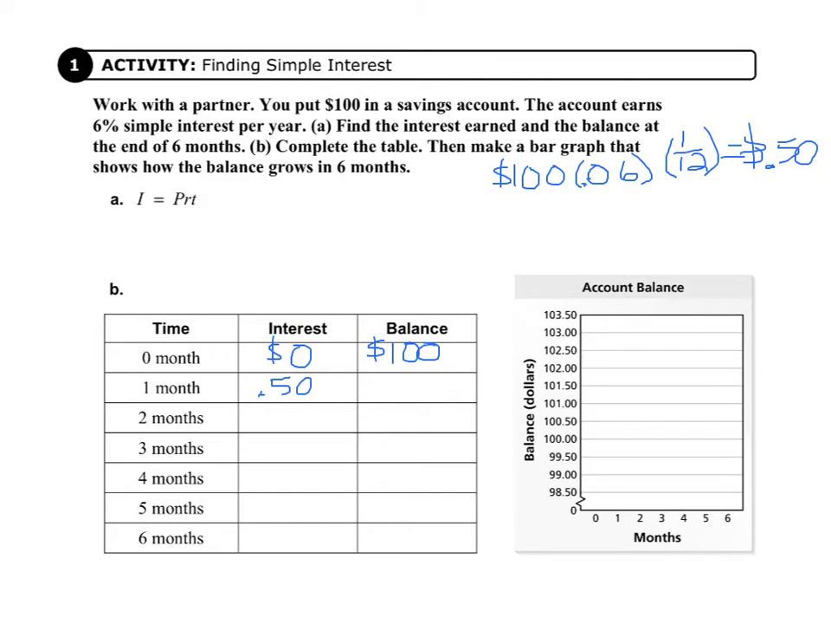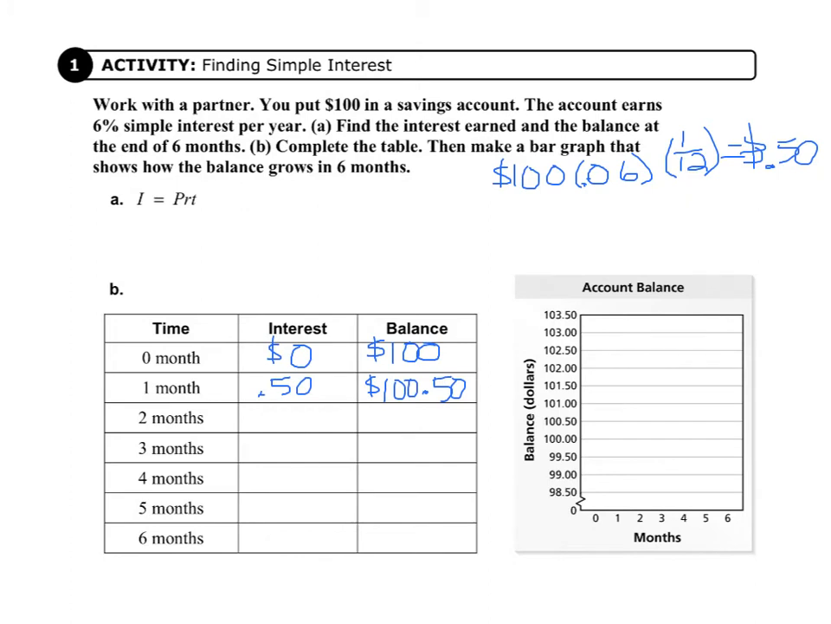And so our balance is $100 and 50 cents. Now, we didn't change our original principal, we just added to the balance. So since this is simple interest, we don't earn interest on interest. We just earn interest on our original $100.